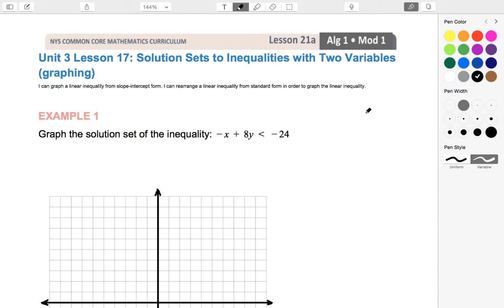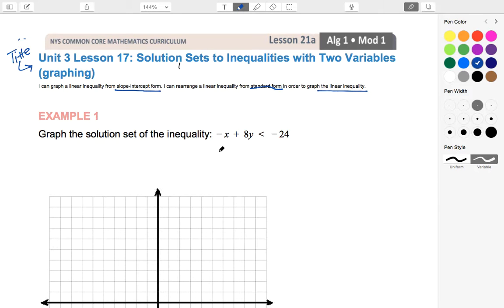All right, hello. So today, what we're going to talk about in this video is solution sets to inequalities with two variables while graphing. For your title, you want to make sure that you title this Unit 3, Lesson 17, Solution Sets to Inequalities with Two Variables, Graphing. In this video, you should be able to graph a linear inequality from slope-intercept form, as well as rearrange a linear inequality from standard form to graph the linear inequality.